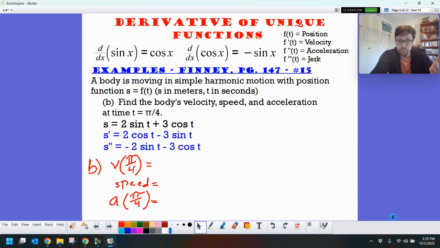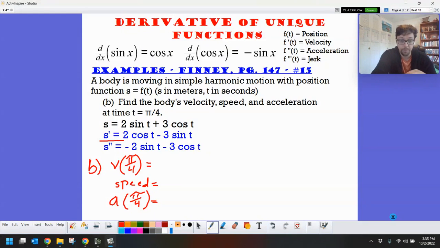Taking the ideas from the last one, we want to figure out our velocity and speed at different times. So to find our velocity, we just plug in pi over 4 into our velocity equation, which is the derivative of the position function. So we need to plug it into this one right here.